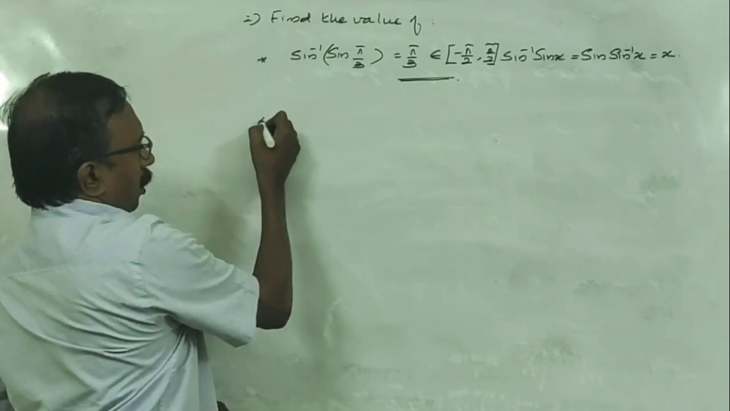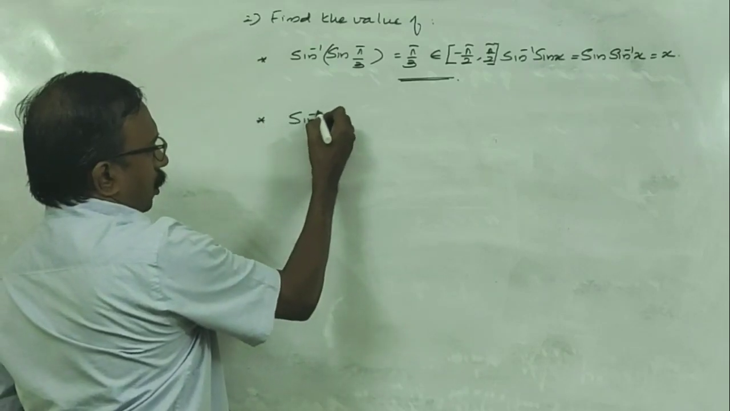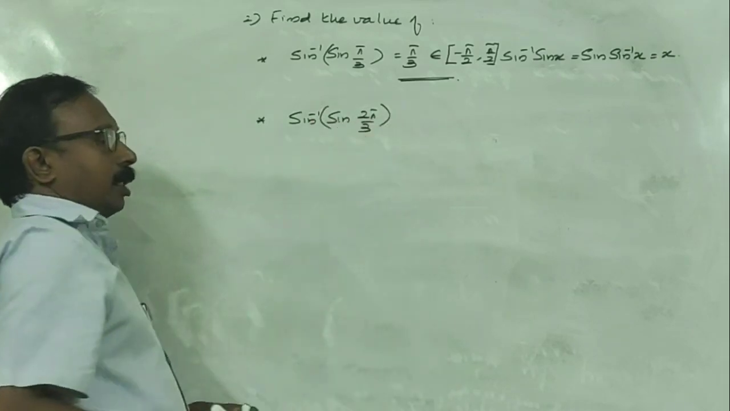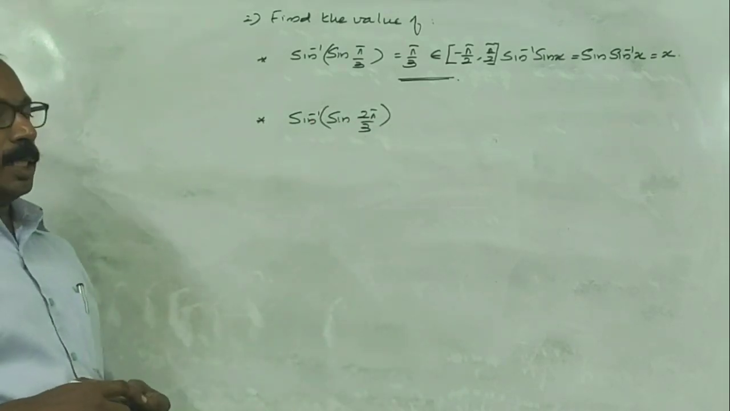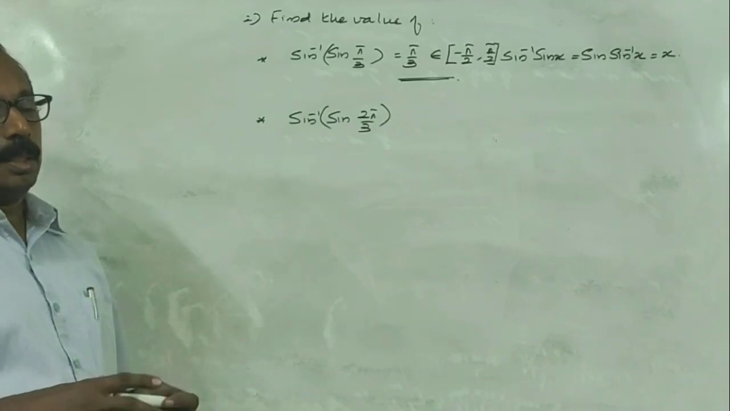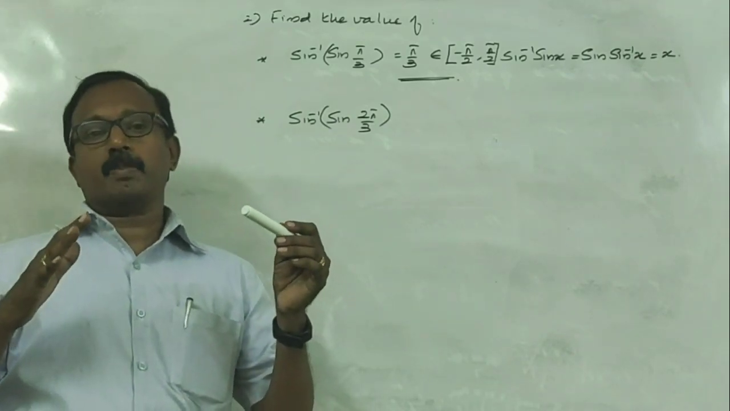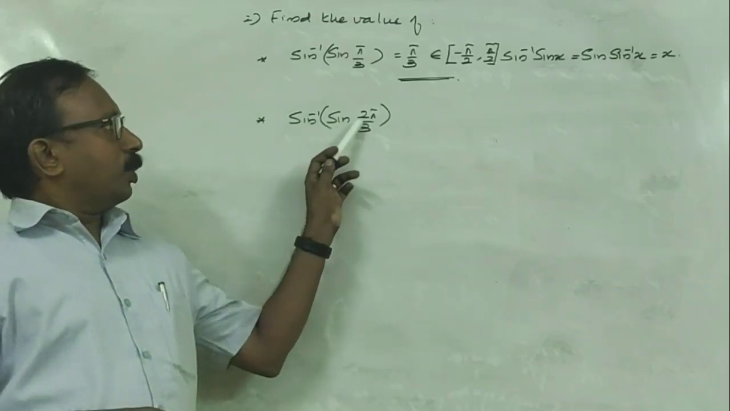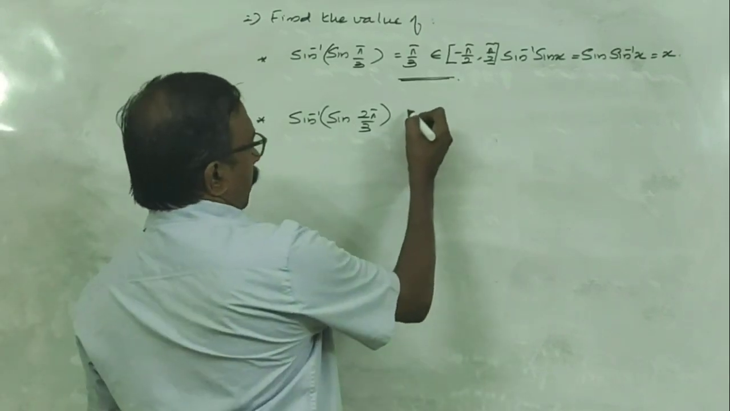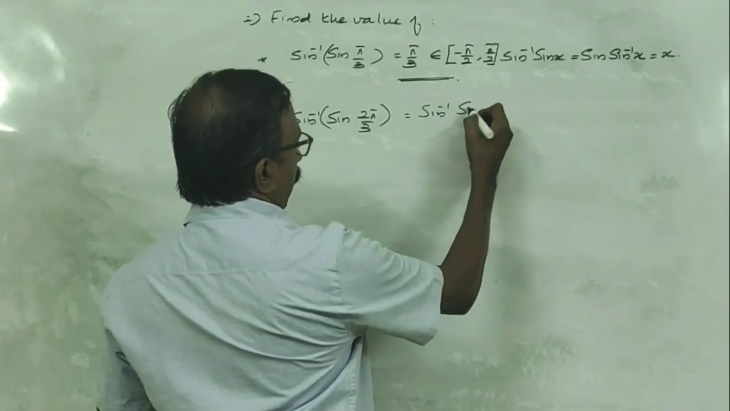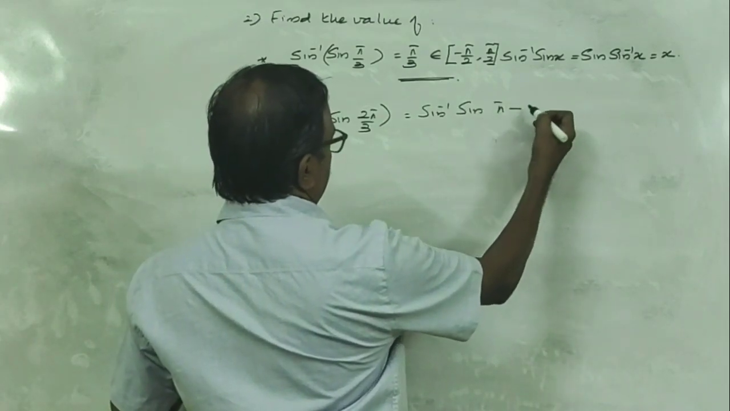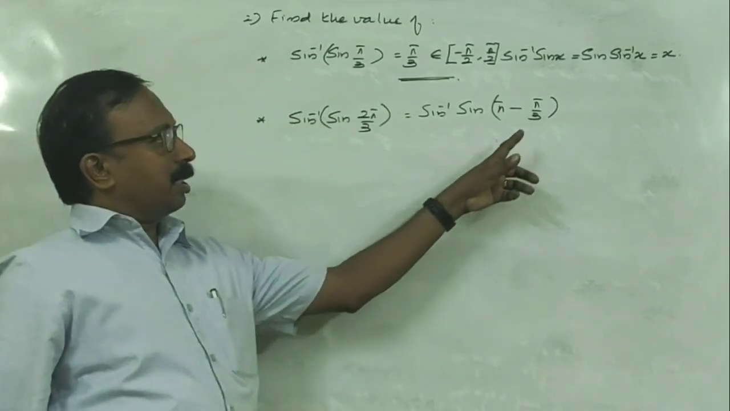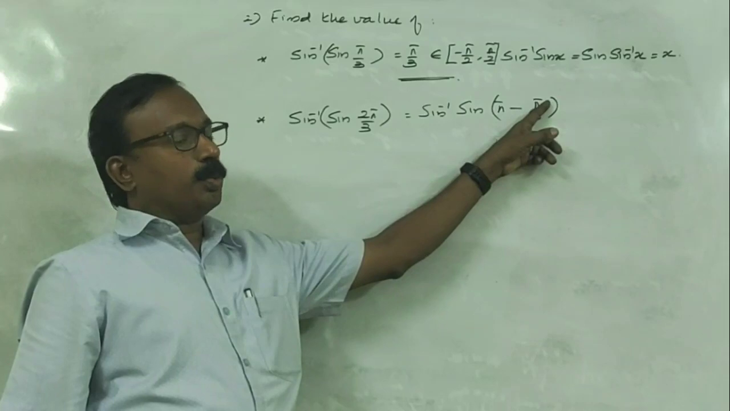Now next question. Sin inverse sin 2 pi by 3. Here 2 pi by 3 is 120 degrees. Sin inverse x lies between minus 90 and plus 90 degrees. So sin 2 pi by 3 can be written as sin inverse sin of pi minus pi by 3. Pi minus pi by 3 is 2 pi by 3.